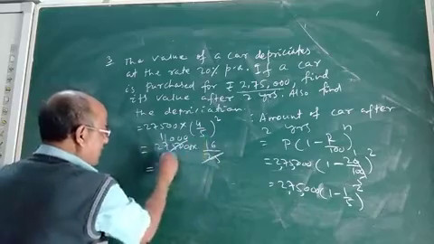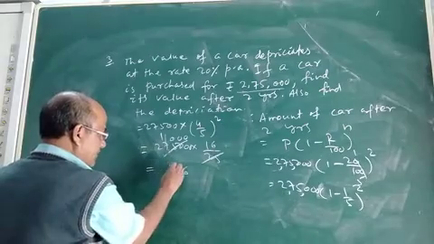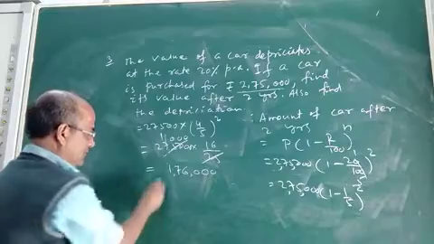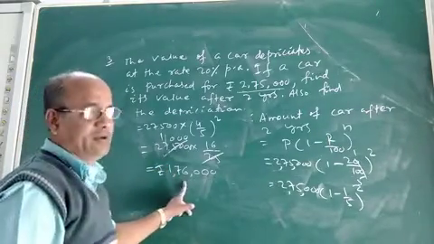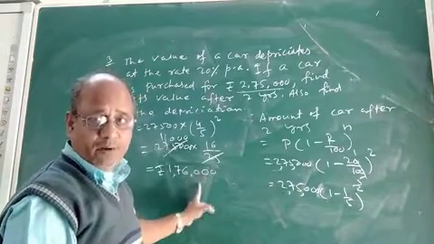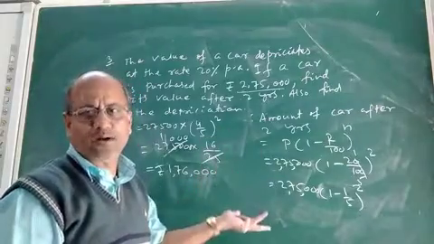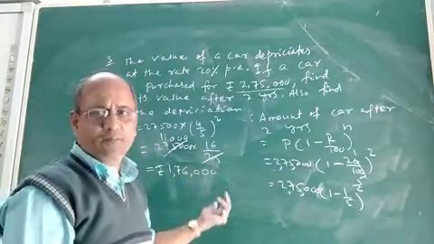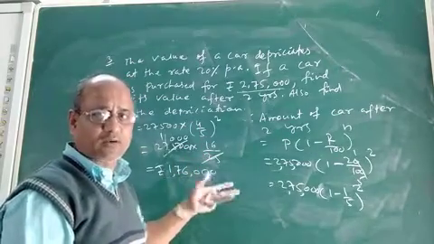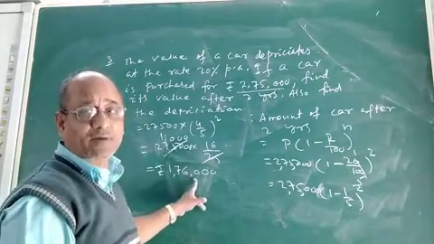11,000 into 16, you multiply. 11 6 is 66, carry 6, 11 1 is 11 plus 6. Then how many zeros are there? 3 zeros. This will be the price of the car, 1,76,000. 1,76,000 will be the price of the car after how many years? 2 years. Here we have to just calculate, children, nothing else. We have to put our concentration while calculating. We have to concentrate our mind. Then only the calculation part will be correct. So this will be the price of the car after 2 years.